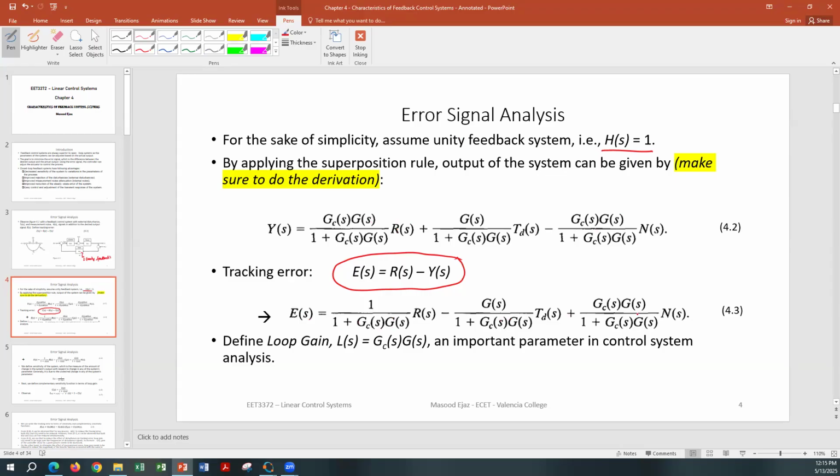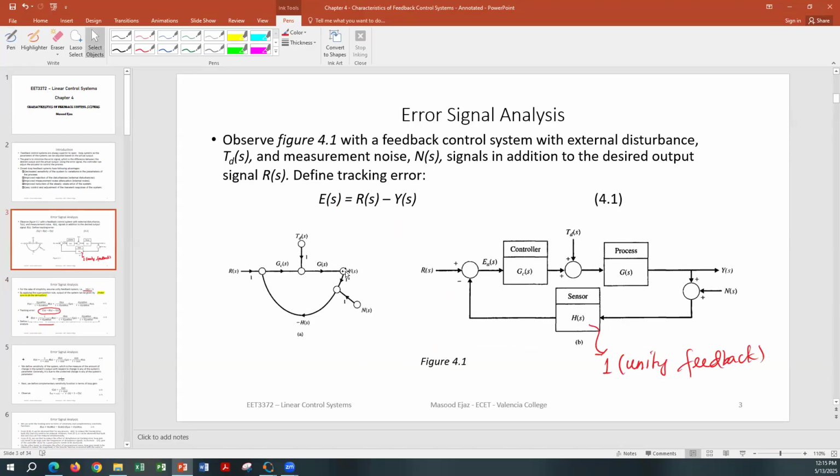Now we define different terms in this expression. Include first the loop gain. Loop gain is Gc(s)G(s). What is the loop gain? Again, it's the gain of the loop. You have one loop, and the gain of that loop is Gc(s)G(s), and H(s) is 1, of course. So Gc(s)G(s).